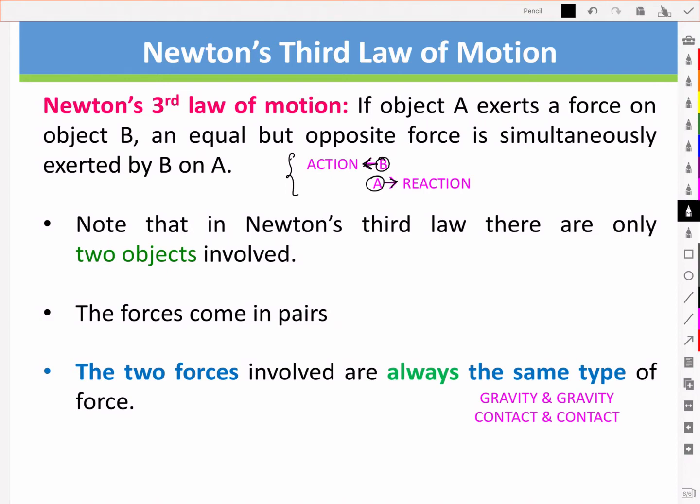Notice that in Newton's third law, there are only two objects involved, and the forces come in pairs based on those two objects. We can go on to find other pairs based on two objects or even the same two objects, but we deal with one pair at a time. And those two forces in that pair are always the same type of force: gravity and gravity, contact and contact.